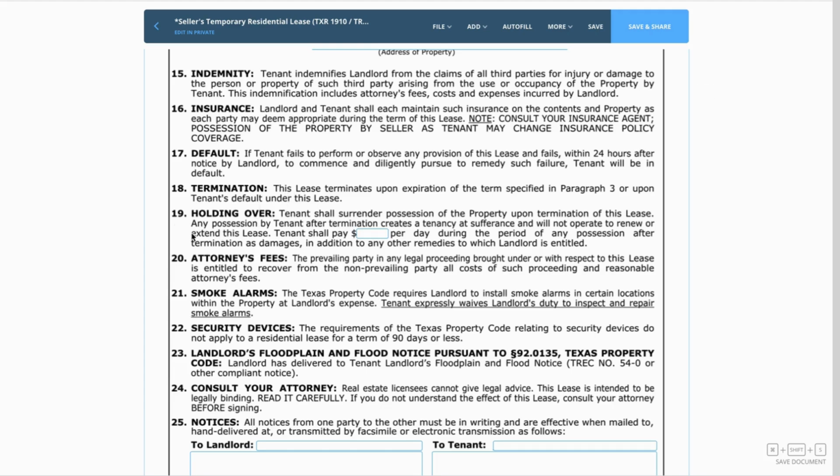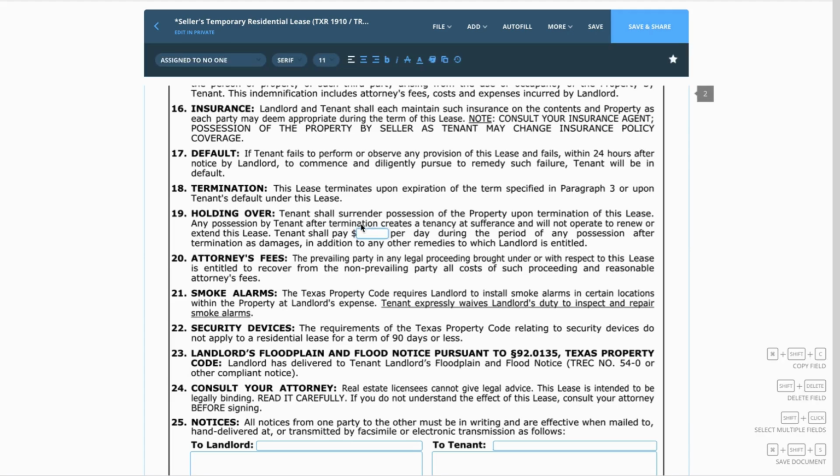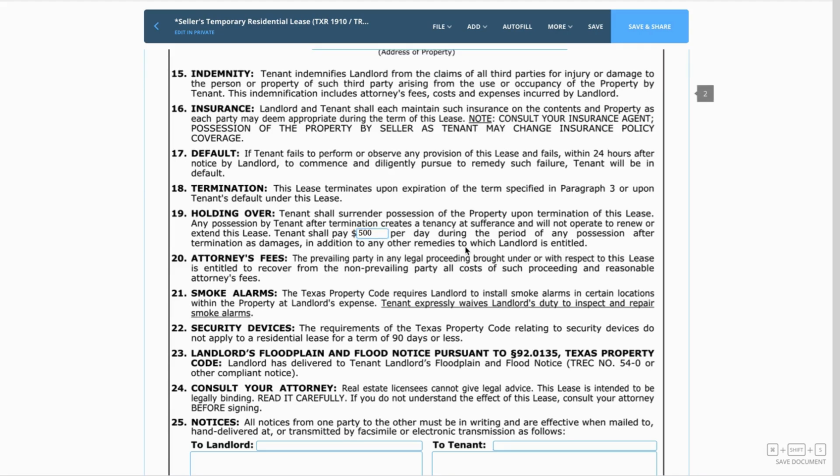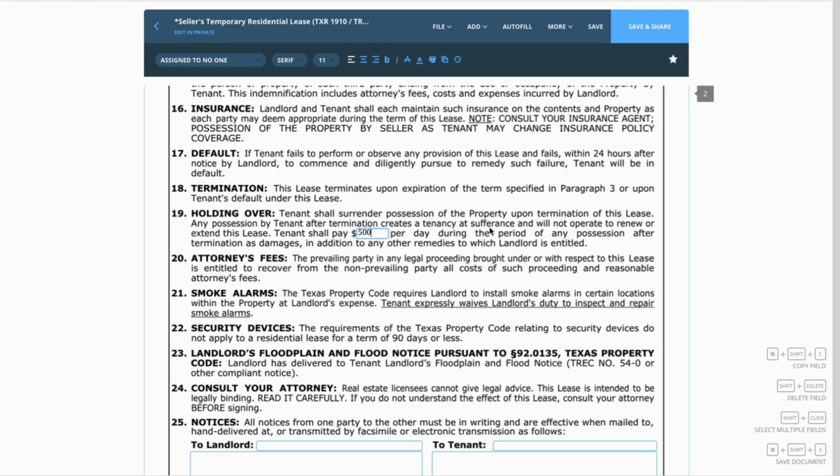This is the one where you need to be very nasty. This holdover clause is where I want this number to be nasty. Tenant shall surrender possession of the property upon termination of this lease. Any possession by the tenant after termination creates a tenancy at sufferance and will not operate to renew or extend the lease. Tenant shall pay, and you make this a nasty number, I will be like $500 per day during the period of any possession after termination, as damages in addition to any other remedies which the landlord is entitled to. So on top of any damages, you're going to be paying me $500 a day.